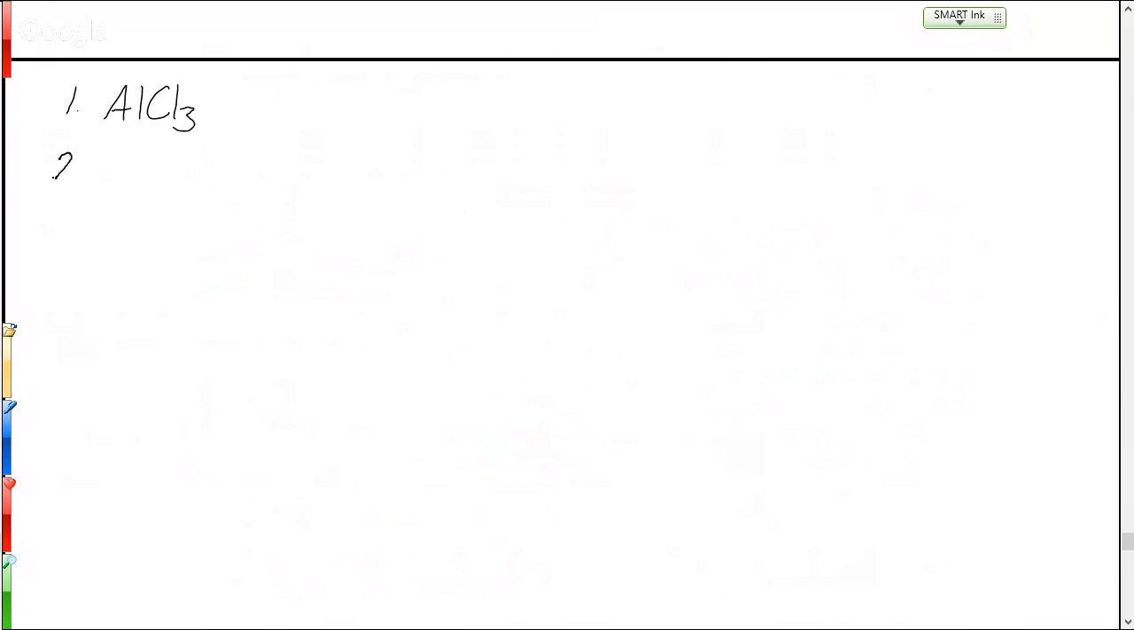All right, number 2, the formula is MgCO3. So the name is magnesium carbonate.